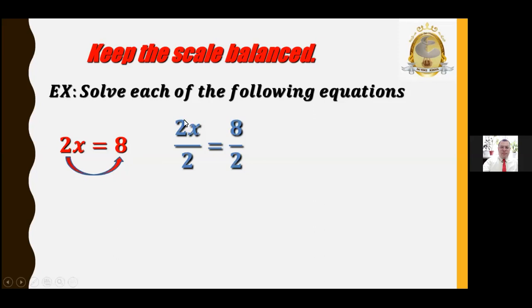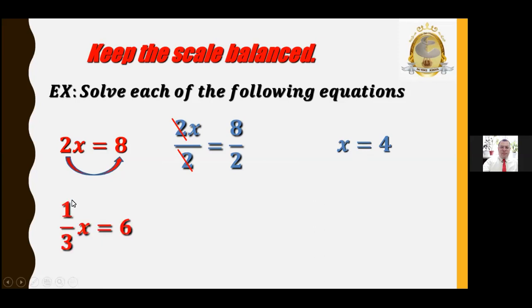Here we said we will divide both sides using the inverse operation. We will divide by 2 to keep the variable alone. This is the main idea for solving any equation: to keep the variable, the unknown part, alone, without any coefficient, without any number. Then we will divide the left-hand side by 2, and the right-hand side also by 2. Then the variable x equals 8 divided by 2, equals 4.